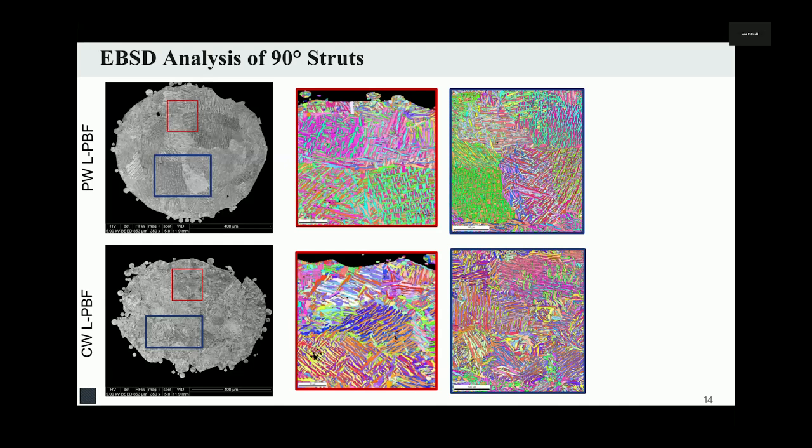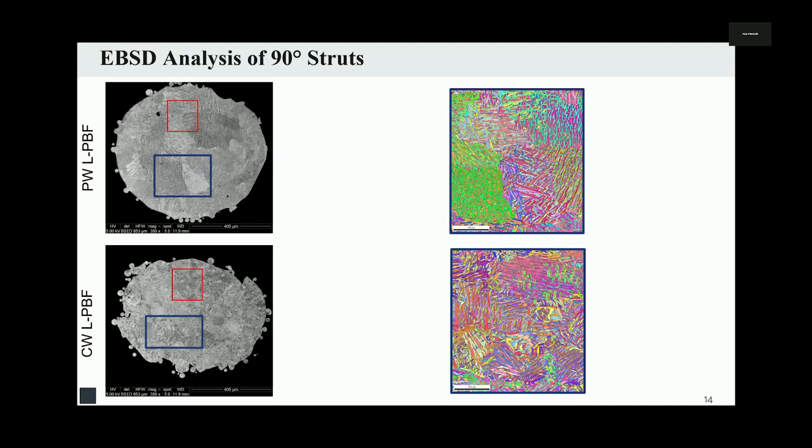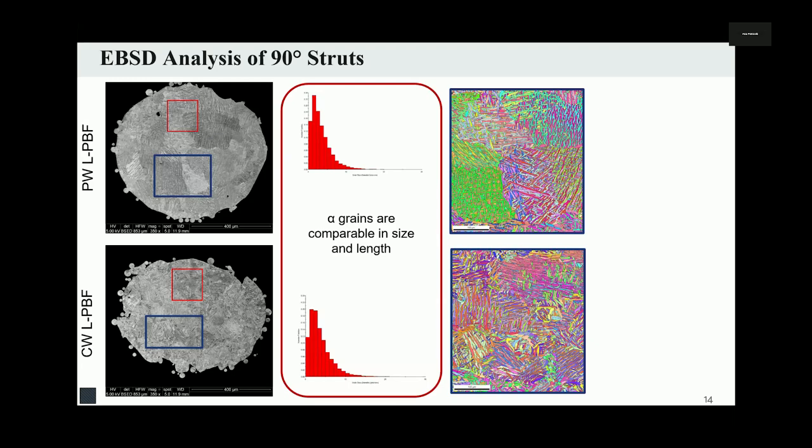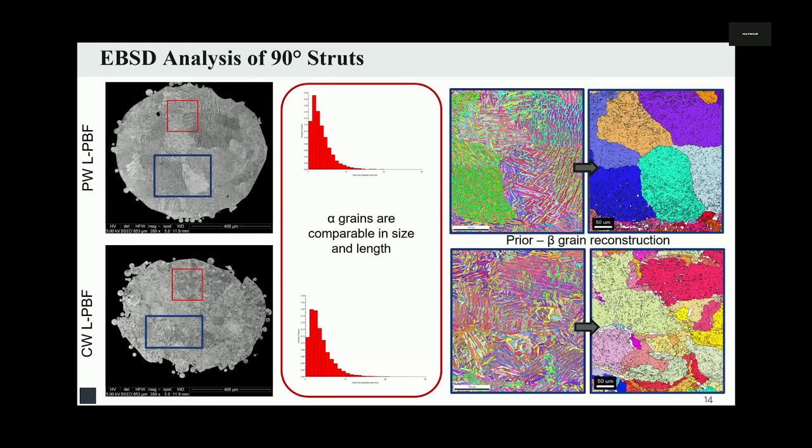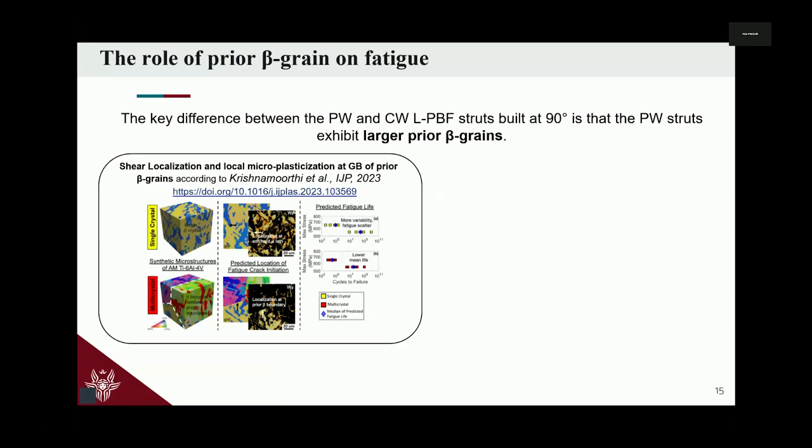We can clearly see that there is no specific difference in the alpha grains, which have a comparable size and length, but we do have differences in the prior beta grains of these specimens, in which the pulsed wave reports way larger prior beta grains with respect to the continuous wave laser powder bed fusion specimens, which have instead smaller and more complex structures of these prior beta grains. The question is, does this affect fatigue? Are the prior beta grains explaining the differences in fatigue?